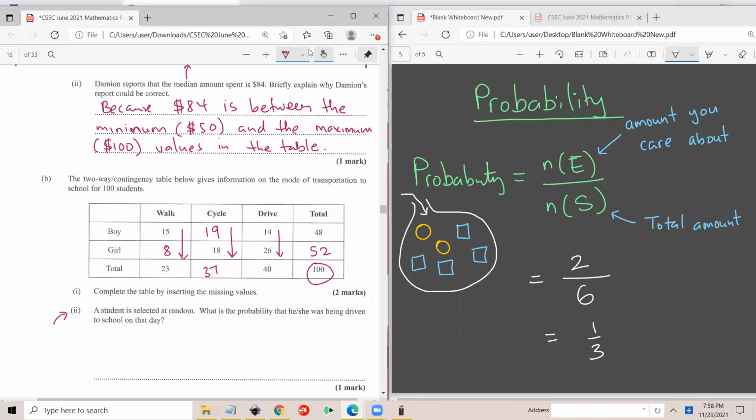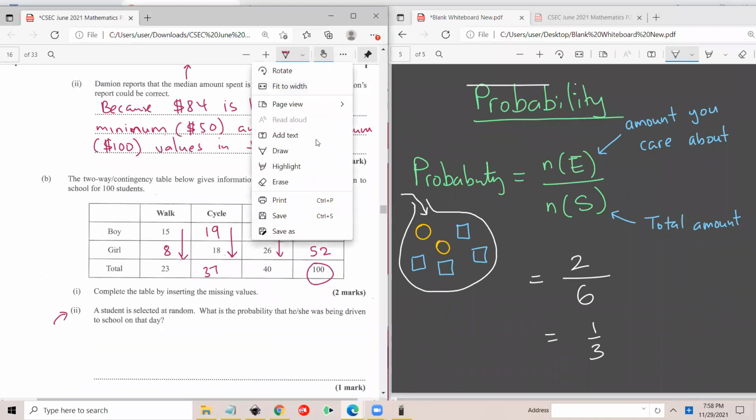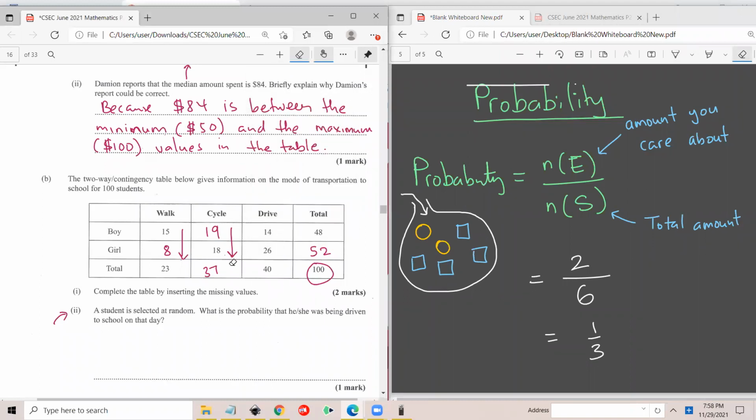And we can more than apply this. That's more than enough knowledge to answer the question they gave us. A student is selected at random. They want to know the probability that the person was driven to school that day. So the probability that someone is driven. Well, what do you care about? The people being driven. How many people were driven in total?